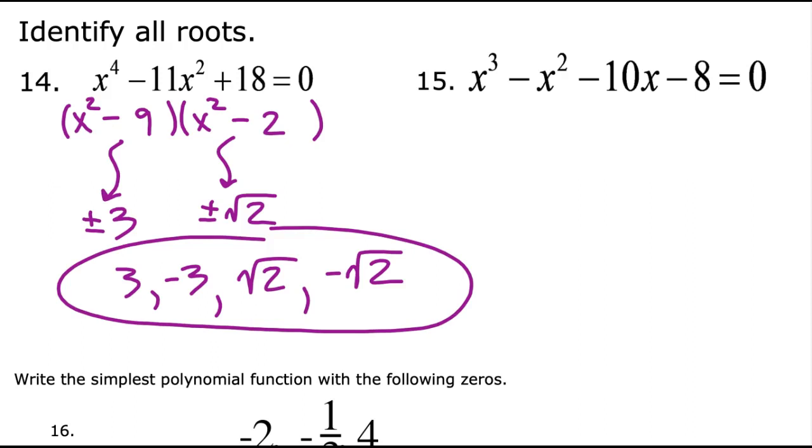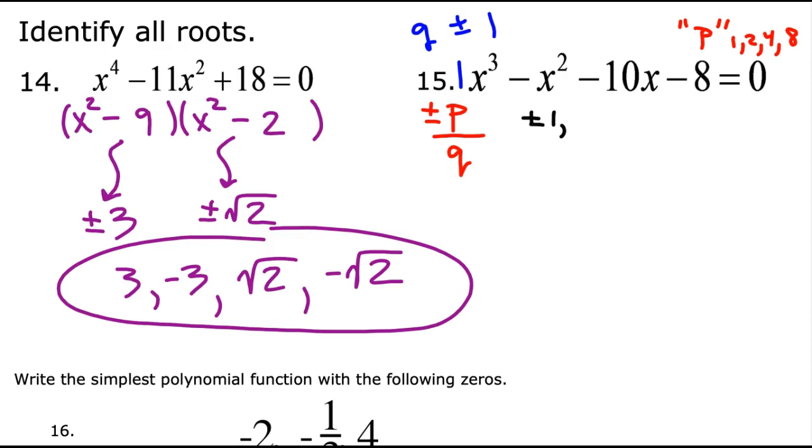All right, number 15 looks like it doesn't factor, and it doesn't factor by grouping, and it's a cubic, so I'm going to have to do the rational root theorem on this one. So let's talk about all the possible rational roots, plus or minus p over q. P is your constant term, so it's factors of your constant term, which would be 1, 2, 4, or 8. Q is your leading coefficient, which are factors of plus or minus 1. So now all the possible rational roots are plus or minus 1, 2, 4, or 8 over 1, which over 1 doesn't really mean anything. So my final list would just be 1, 2, 4, or 8, and that's plus or minus all those.